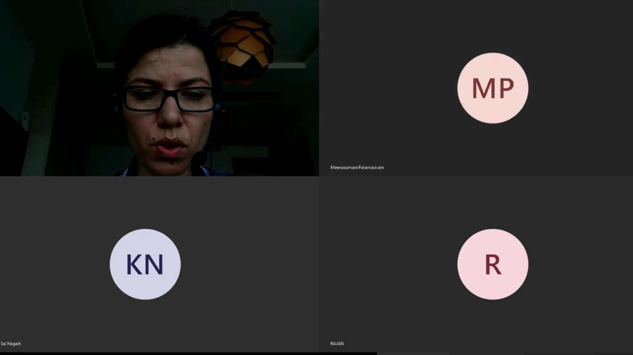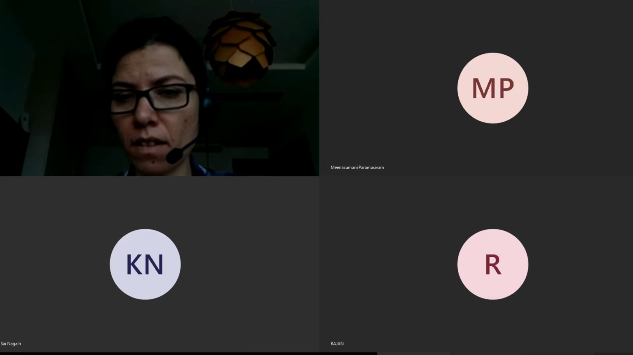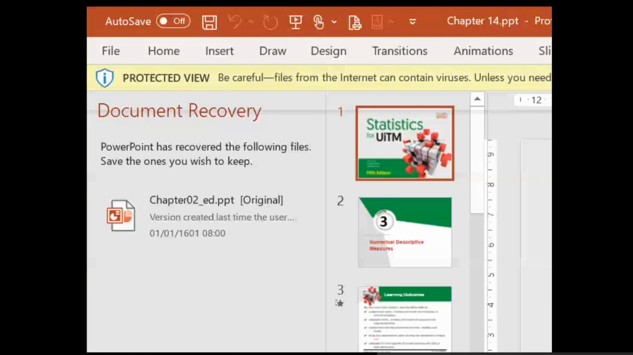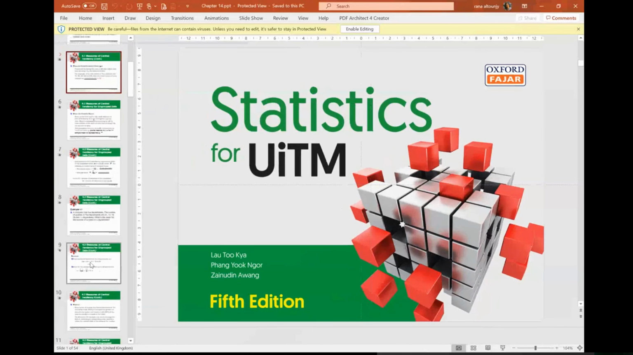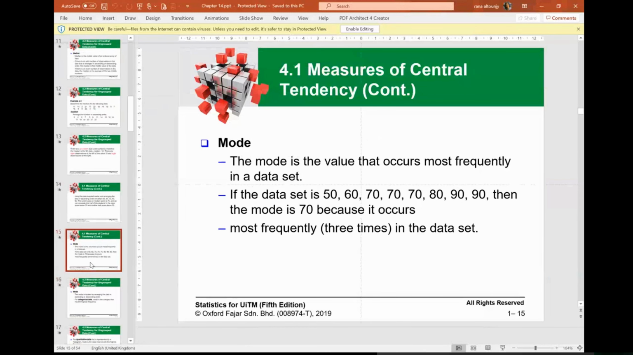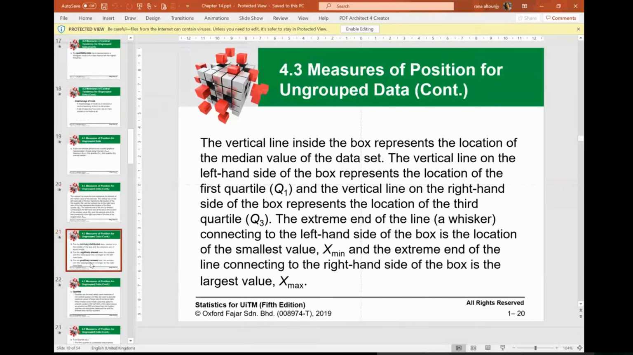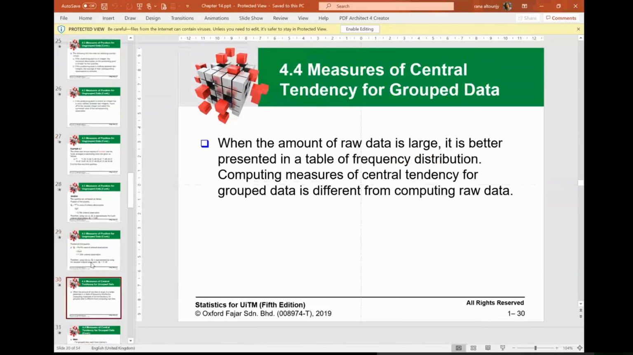Okay, we go to the PowerPoint. Yes, this is our PPT. So we finish the calculation for mean, median, and mode for ungrouped data. Now we want to go for the grouped data. This is all the quartiles which we explained. Some examples. Here is grouped data.